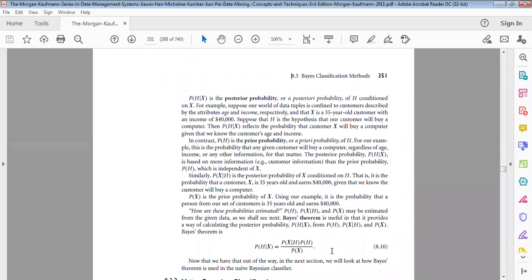For example, data tuples are confined to customers described by the attributes age and income respectively. If X is a 35-year-old customer with an income of $40,000, suppose H is the hypothesis that our customer will buy a computer. So if he is a 35-year-old customer and his salary is $40,000, then only he can buy the computer. Otherwise, he could not buy the computer. Based on that condition, you have to represent it. Some of the people buy the computer, but most of the people buy.